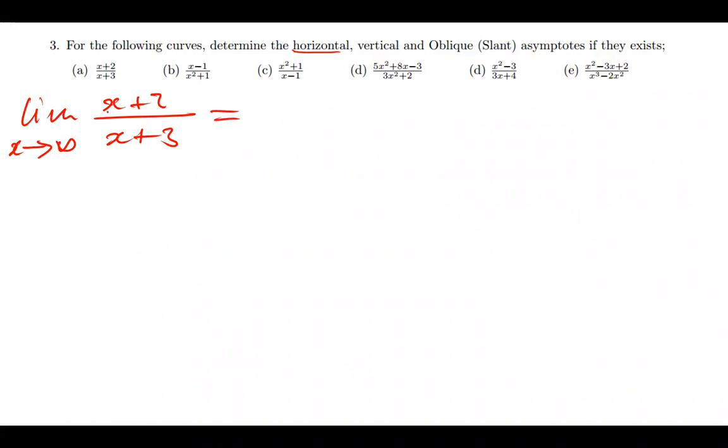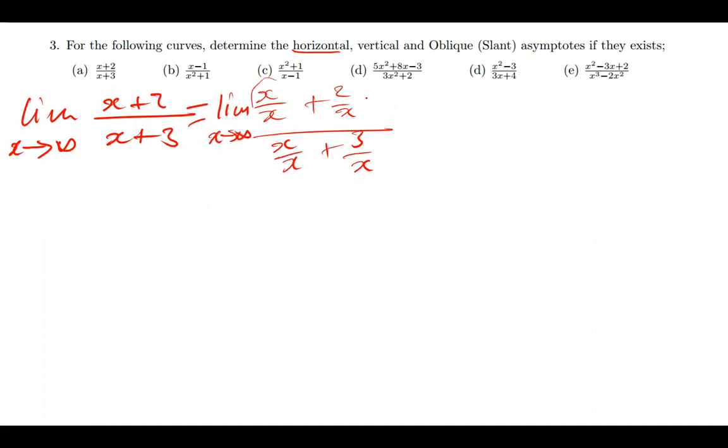Remember what I said, you divide by the term which has the highest power. The term which has the highest power here is simply x. So we're going to divide both the numerator and the denominator by x. So we're going to have x over x plus 2 over x, then everything divided by x over x plus 3 over x. So here, I just forgot to write, we have this limit. So let me put the equal sign there, and then we have the limit here when x is approaching infinity of everything there.